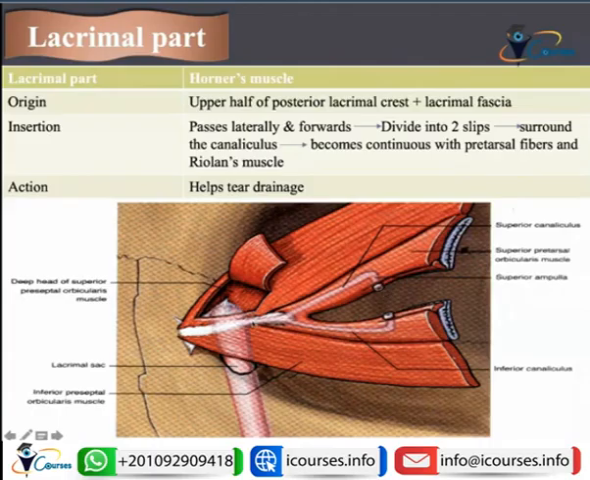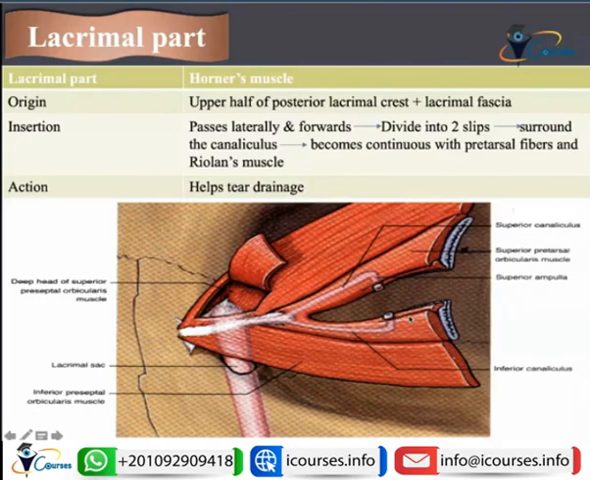So this muscle is called Horner muscle or lacrimal muscle. It originates again from the posterior lacrimal crest and lacrimal fascia. Then it passes forward and laterally, dividing into two slips, forming the letter Y that will enclose both lacrimal canaliculi, and then become continuous with the pretarsal muscle and the muscle of Riolan.